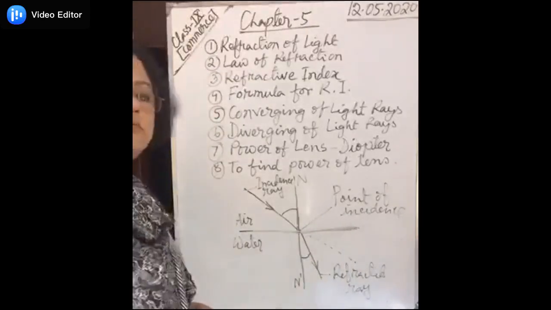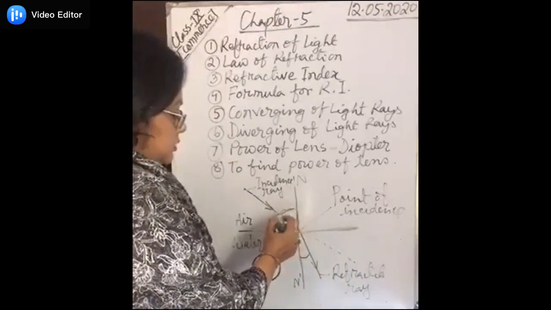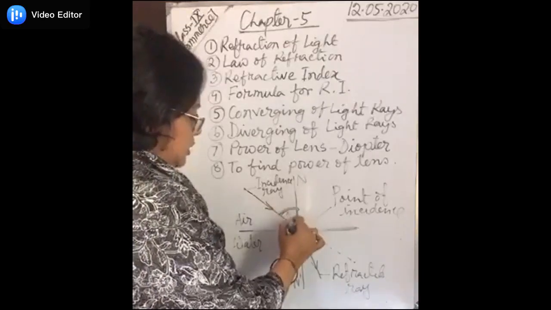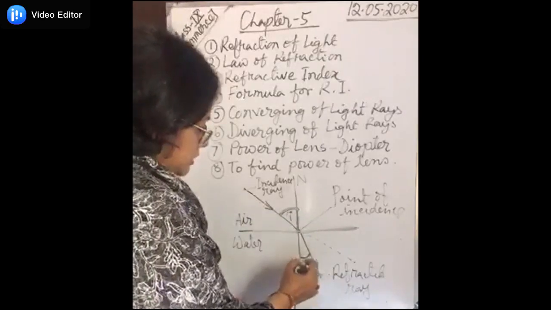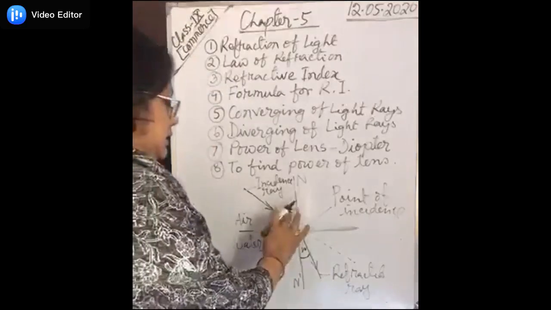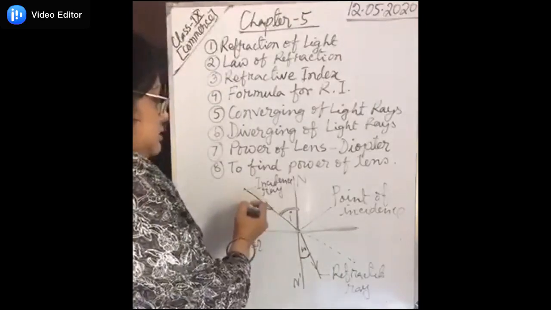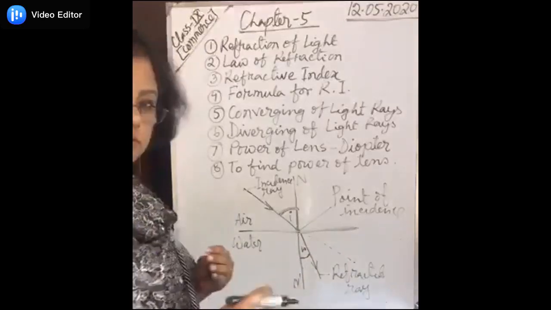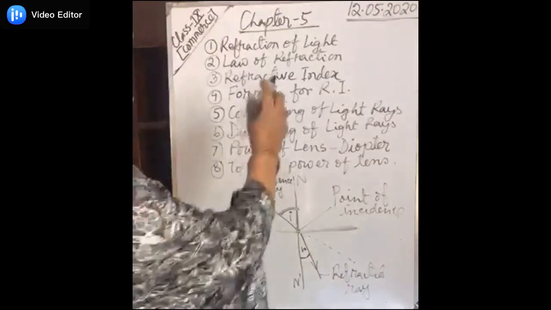Now come to the second law of refraction. Look here, the incidence ray creates an angle with the normal, which can be named small i. And the refracted ray also creates an angle with the normal, which can be named r. The ratio of these two is always constant. Whatever the change in the incident angle and the refracted angle, this will always be constant. This is the second law of refraction.